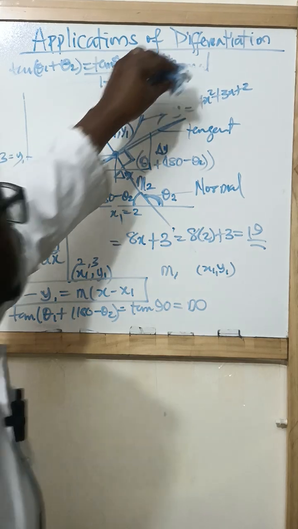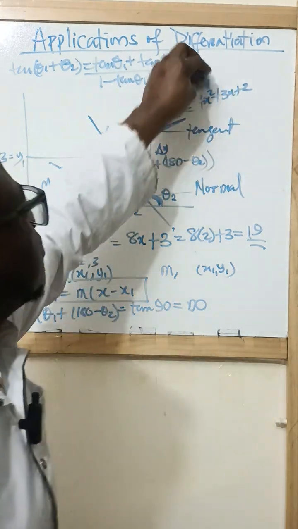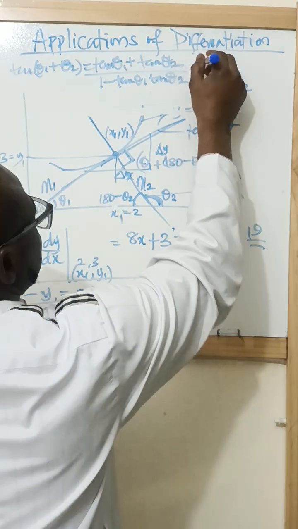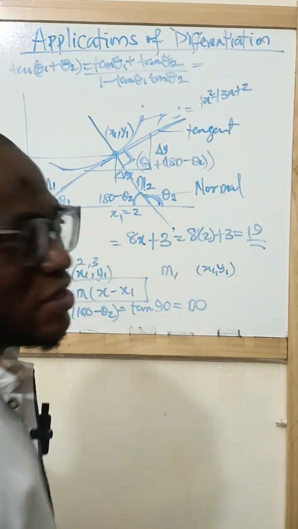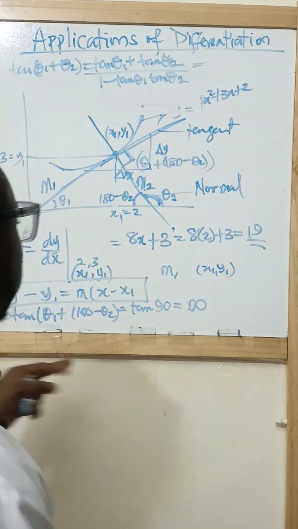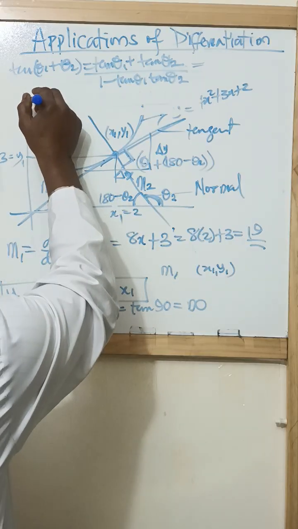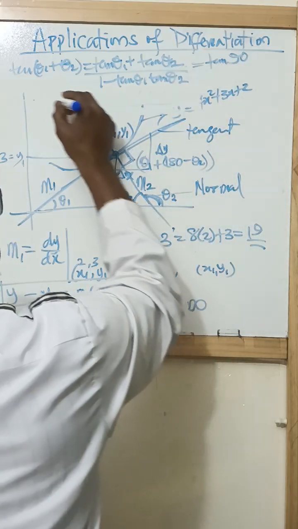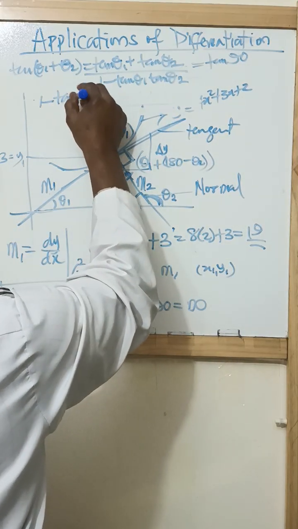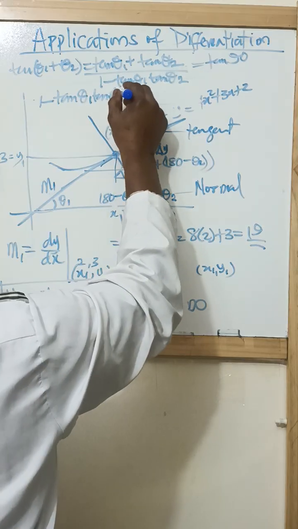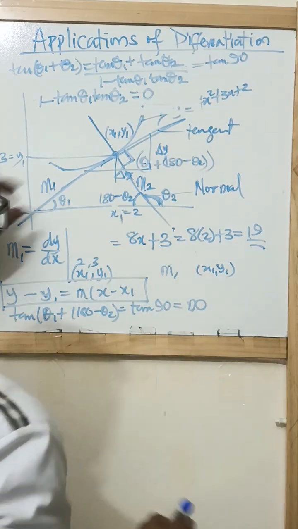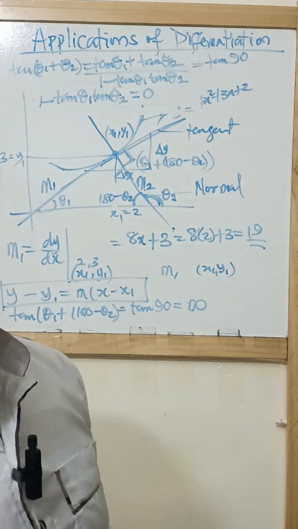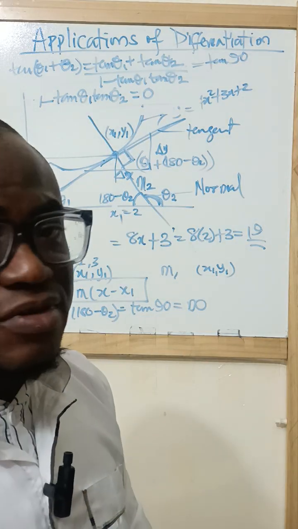Okay? So what will make this undefined? That is when the denominator is equal to 0, right? So that is when this denominator is equal to 0, that is when this will be undefined, will be infinity. So for this to be equal to tan 90, 1 minus tan theta 1 tan theta 2 will be equal to 0. Just take the denominator of that expression and equate it to 0. And that is the equation we are looking for here.